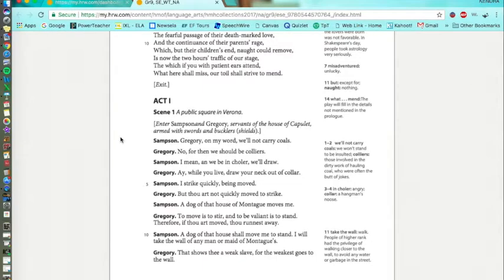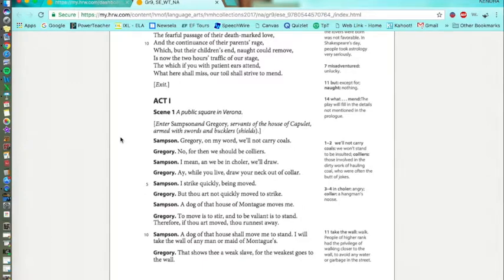So Samson says, "Gregory, on my word, we'll not carry coals." Now, here's the deal about Shakespeare. There is a lot on the side that we need to make sure we're keeping up on because it kind of translates the language for us. Even if we think we know what it means, there are phrases that are not used anymore. They're antiquated, so we have to make sure we understand what they're talking about. When Samson says "will not carry coals," he means we won't stand to be insulted. We're not going to take anybody's crap.